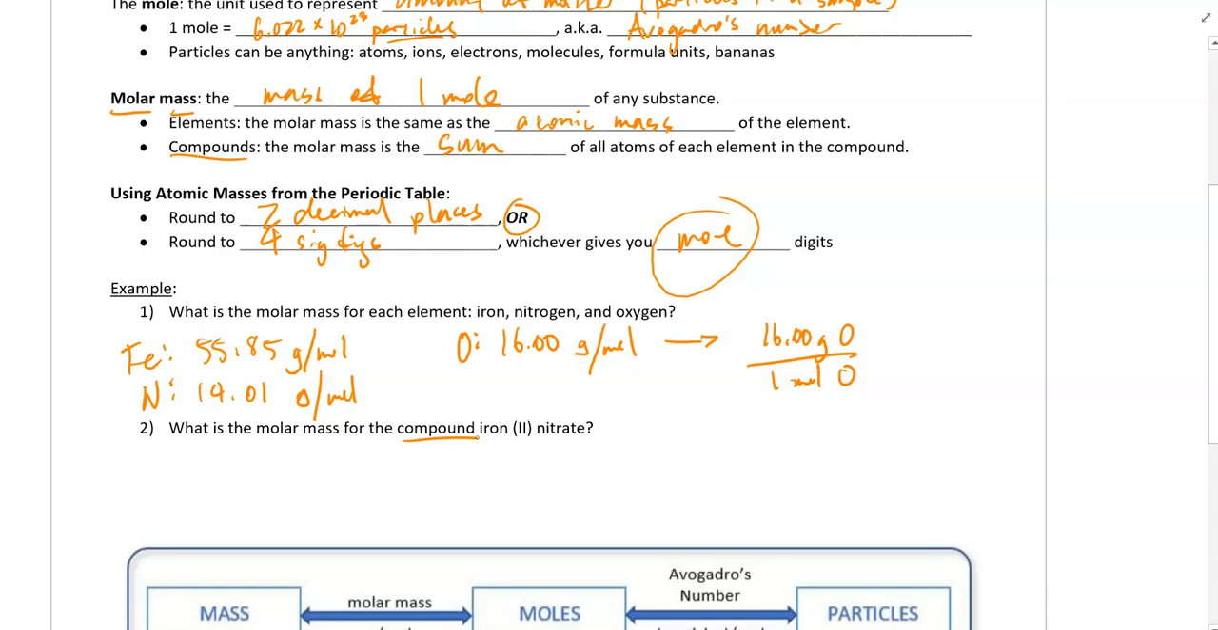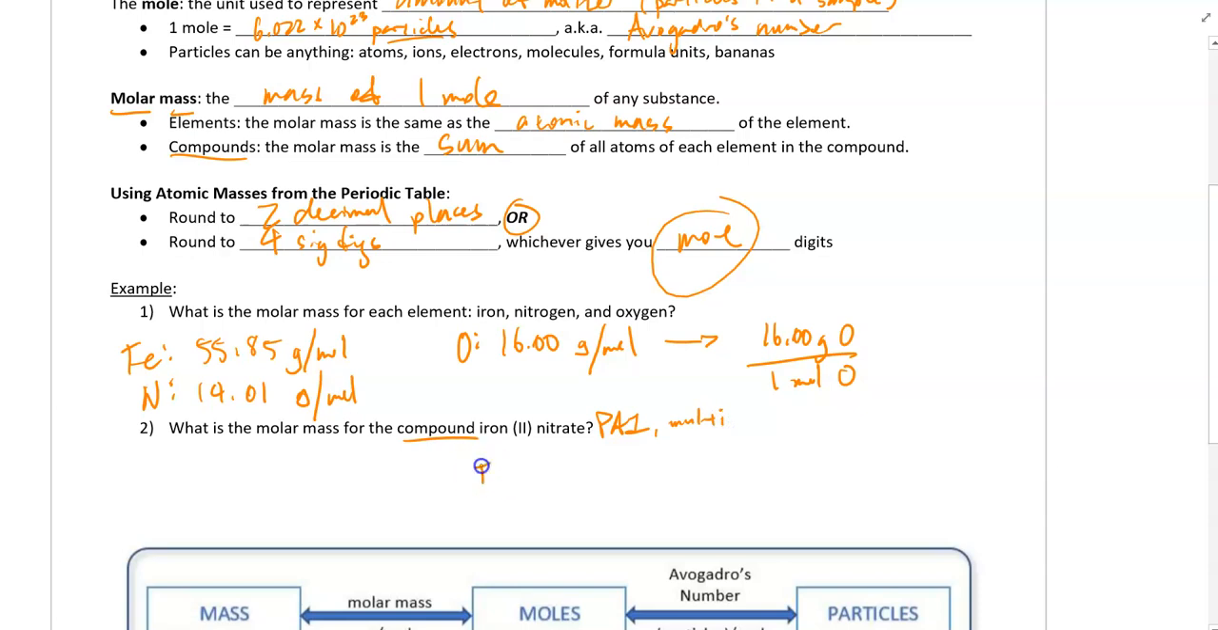Iron 2 nitrate, let's see. Well, I've got to figure out what iron 2 nitrate is. First of all, we have a multivalent metal. We have the polyatomic ions here. This is a polyatomic ionic compound using a multivalent metal. So we know we have to do a little bit of work here to get the formula.